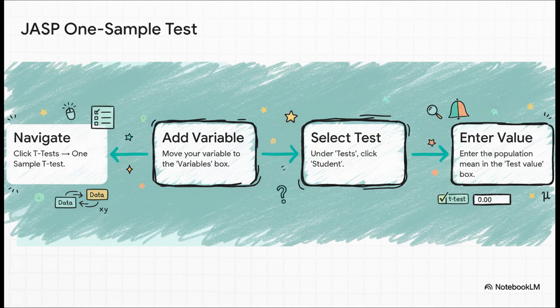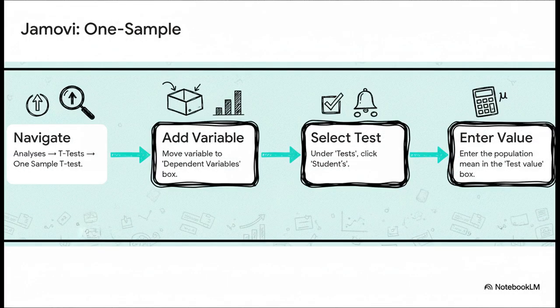It's so easy. Now let's switch gears and look at Jamovi, and you're going to notice something. It's pretty much identical. You click the Analyses tab, go to t-tests, then one sample t-test. You move your variable over, this time it's called dependent variables, select students test, and pop in your test value. This is what's so cool about them. Once you learn one, you basically already know how to use the other.